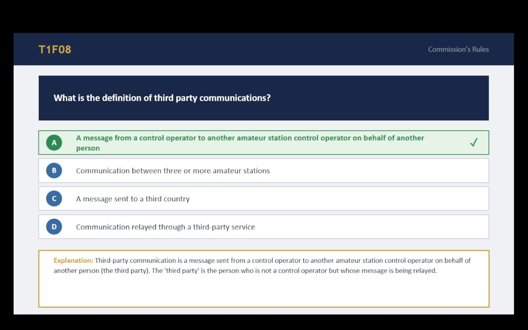What is the definition of third-party communications? A. A message from a control operator to another amateur station control operator on behalf of another person. Third-party communication is a message sent from a control operator to another amateur station control operator on behalf of another person, the third party. The third party is the person who is not a control operator but whose message is being relayed.